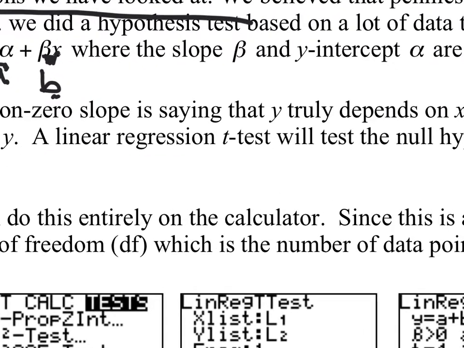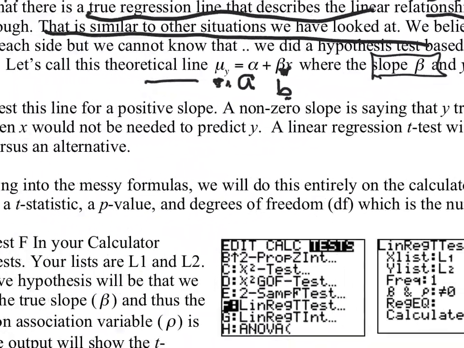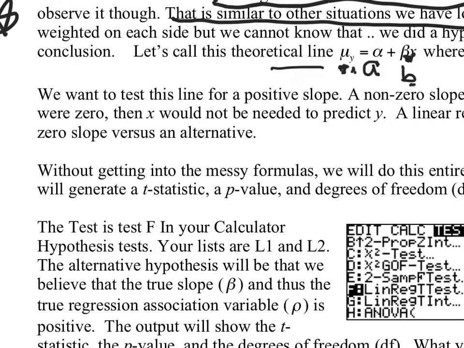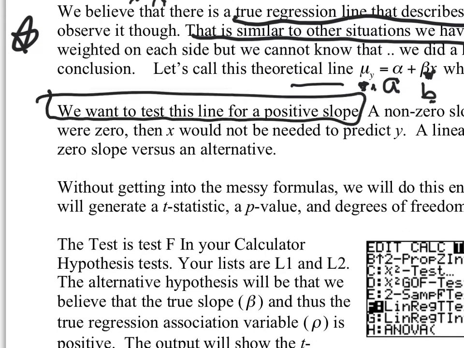Okay? What we're going to do is analyze our slope today. We're not going to analyze the y-intercept. You could, but we're going to analyze the slope. We've got a positive slope, right? So we're going to test our line for this positive slope. We're going to see if our positive slope is related to the population.